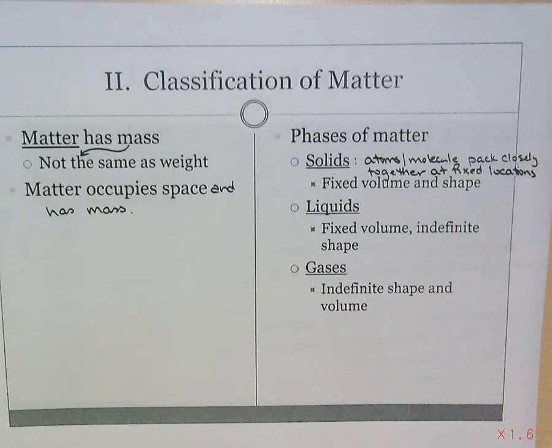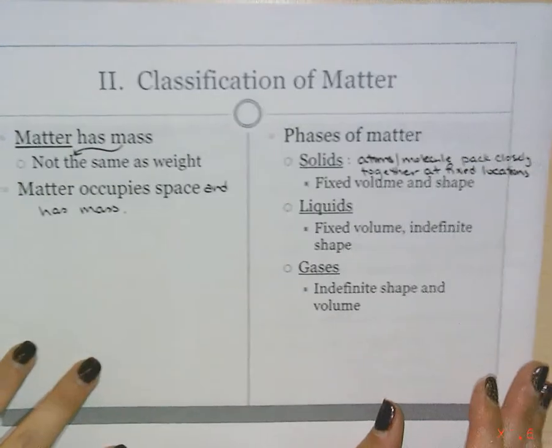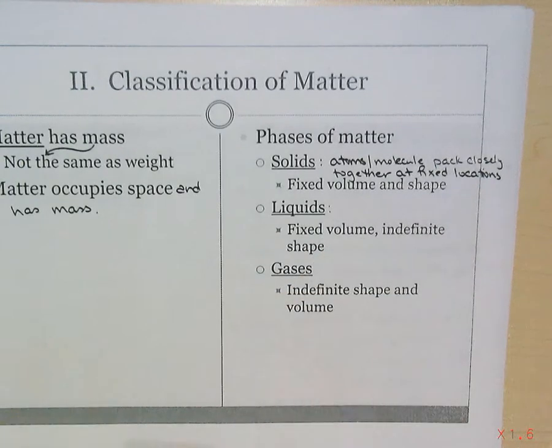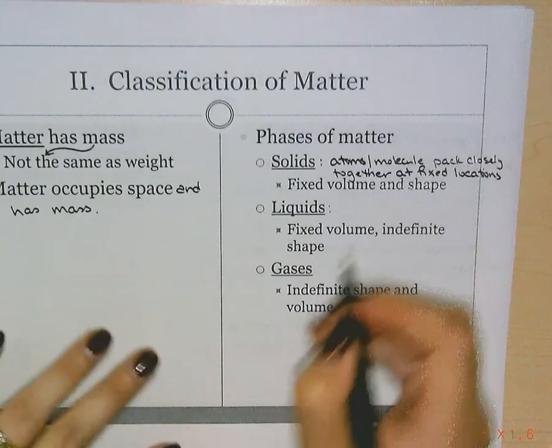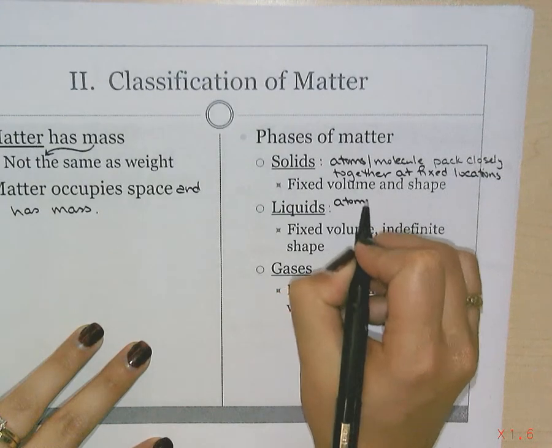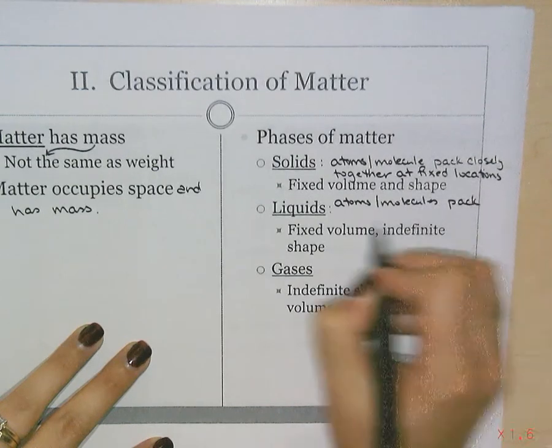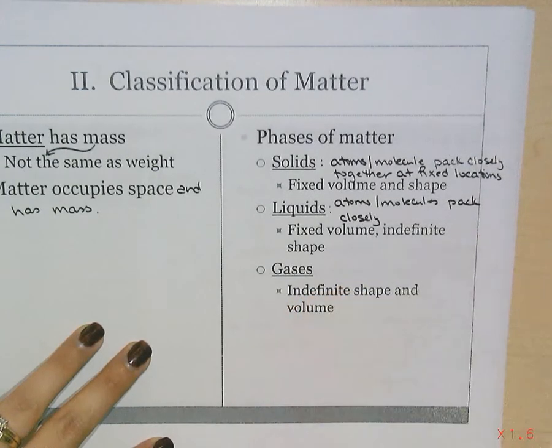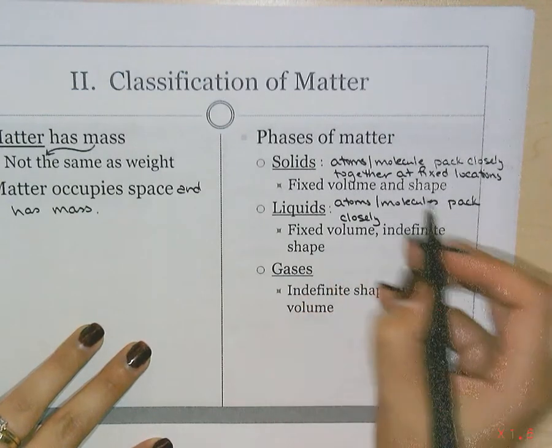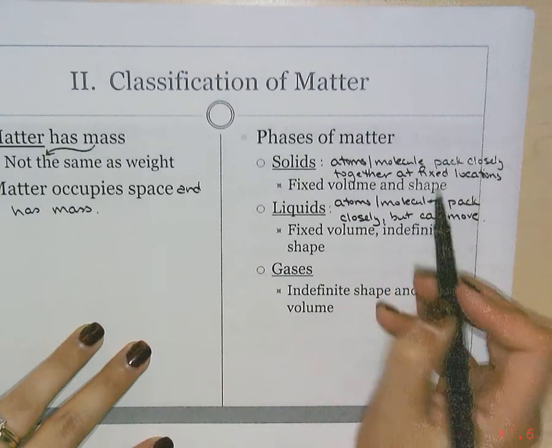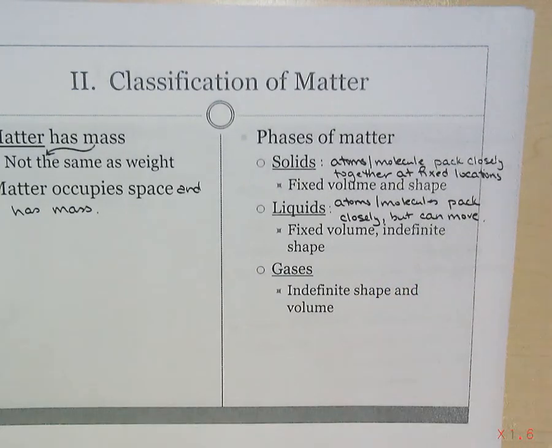We can also talk about liquids. A liquid has a fixed volume but an indefinite shape. It takes the shape of whatever you pour it into. All right, that sounds familiar. In this case, atoms or molecules pack closely, like in a solid, which is why they have a fixed volume, but they can move. So instead of a fixed location, they now can slide past each other and take up some of the other spots.